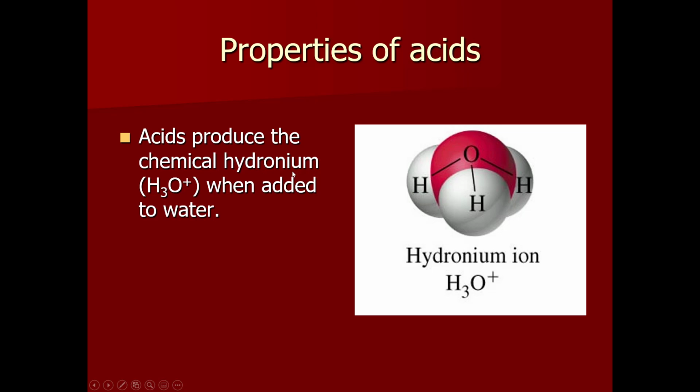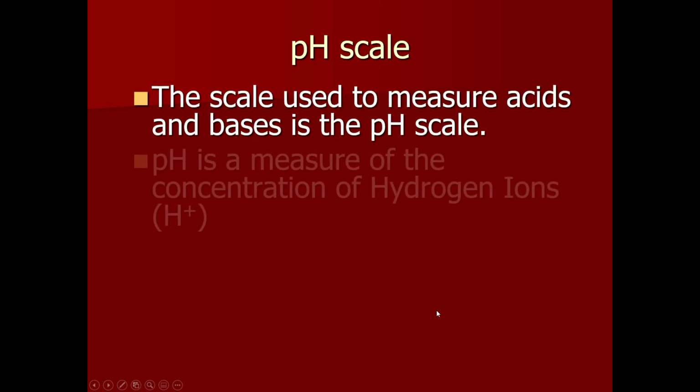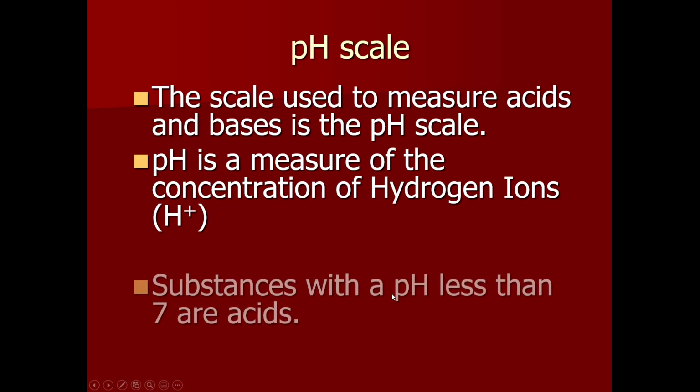Acids make hydronium, like we said, when they are added to water because they donate protons to the water, thus increasing the concentration of hydronium. And then there's this thing called the pH scale. So pH is a measure of the concentration of hydrogen ions. So how many hydrogen ions are there? So it's percent hydrogen, and that's what pH is. And substances with a pH less than 7 are acids. So 6, 5, 4, 3, 2, 1 are your acids.